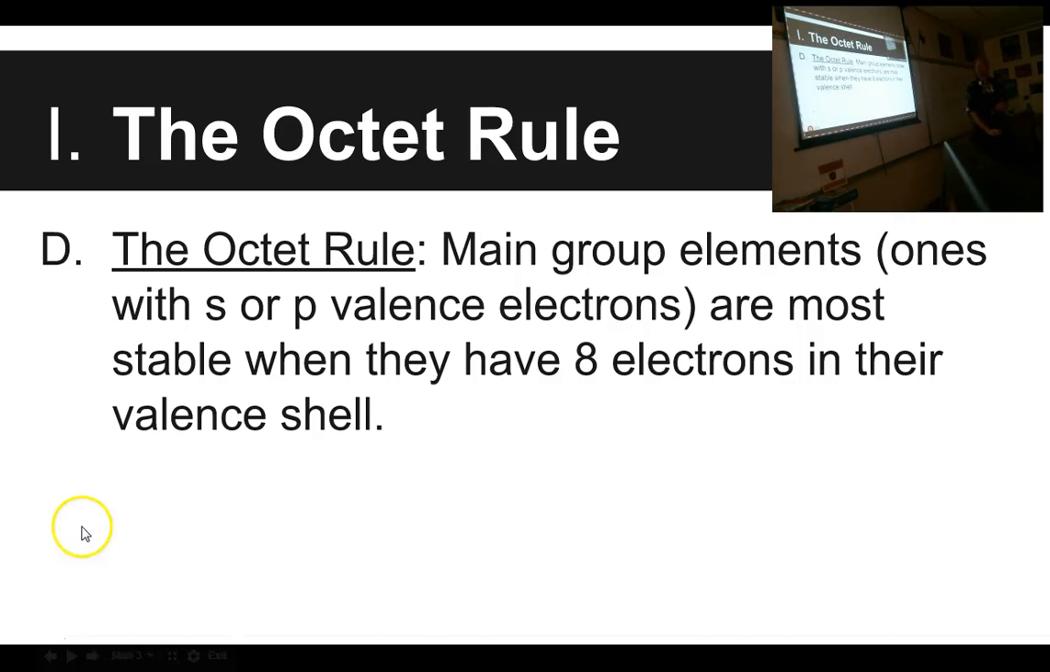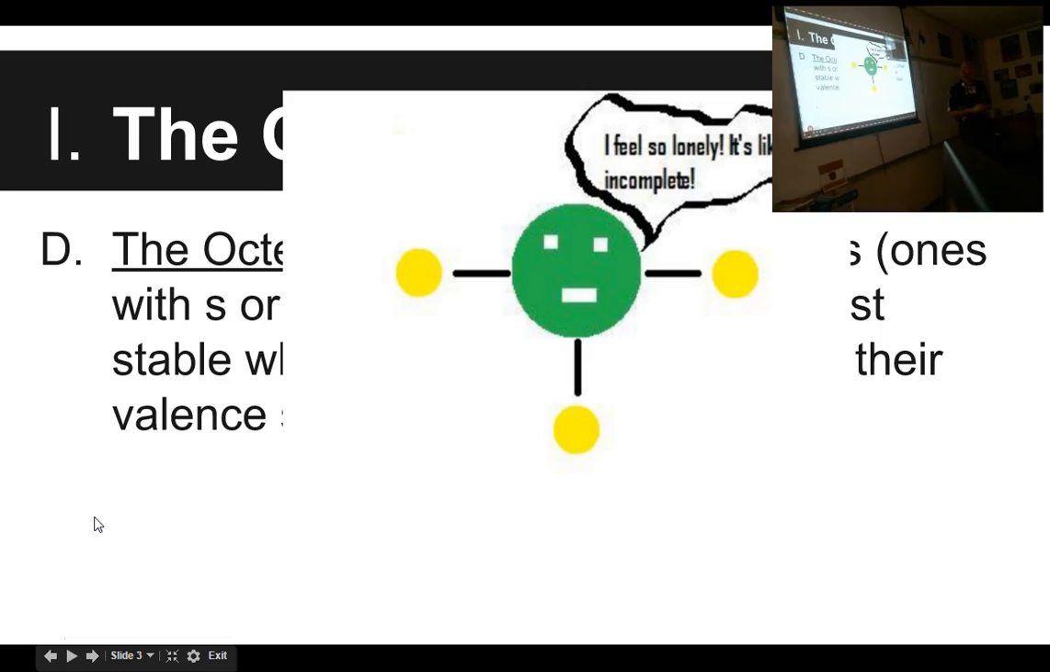Okay, so I feel so lonely. It's like I'm incomplete. Here we have an atom that only has 3 electrons in his outermost shell, right? He would like to have 8. How can he get 8? Well, he can either gain 5 more, or he could lose the 3 that he has right now, and then expose the layer underneath this one, which would be full.